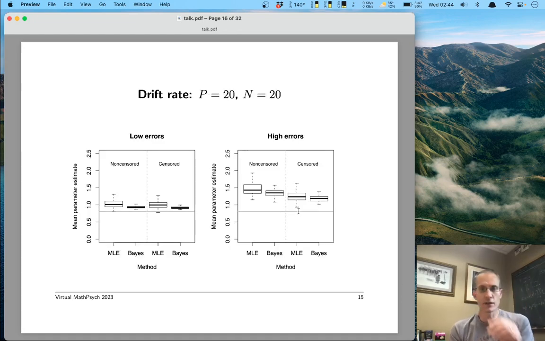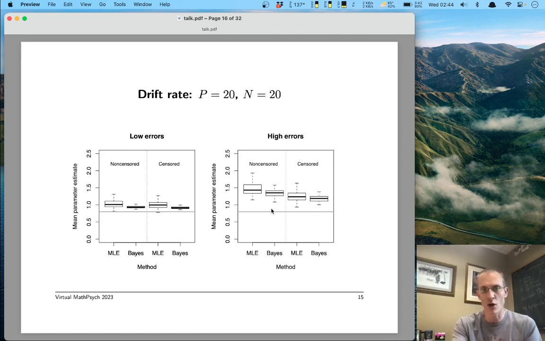Okay. So let's look at some of these. There's a lot of figures here, and I'll give you a link in a second that you can go to see all of these slides in detail. But let's just look at drift rates first. So first of all, the thing that you might notice is that the censored versions, whether it was maximum likelihood or Bayesian, tended to produce better estimates.